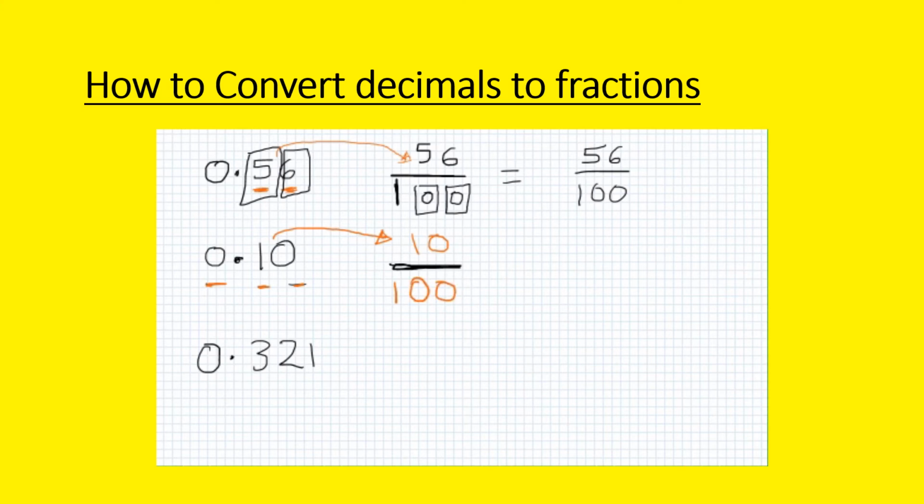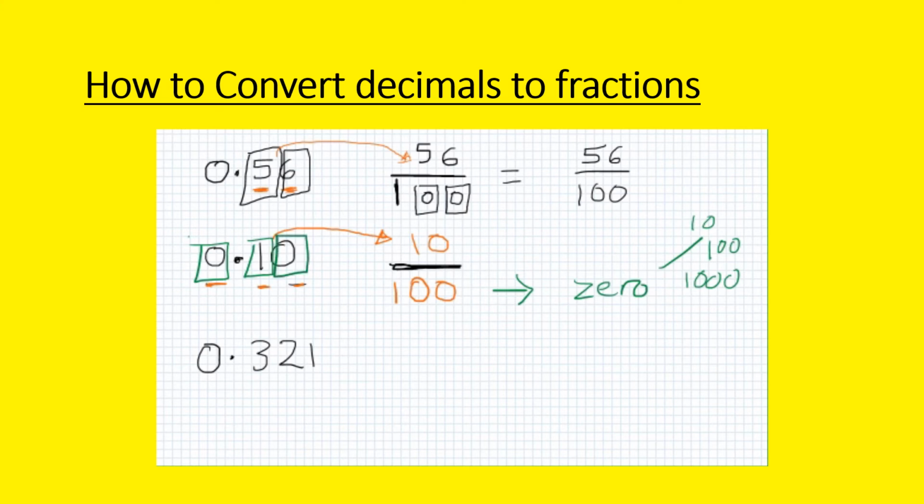Okay. Now remember, the bottom, the denominator is always going to have a 0. This is the easiest way to remember this. Have a 0 on the end. So it's either going to be things like a 10, 100, you can have 1,000, but it depends on how many digits, how many spaces you've got.